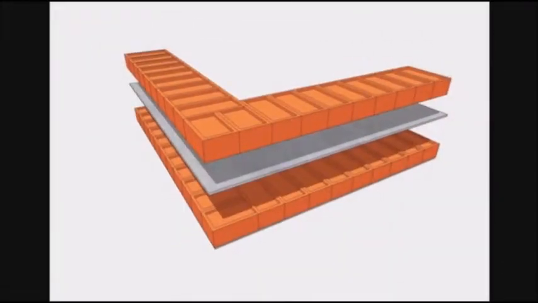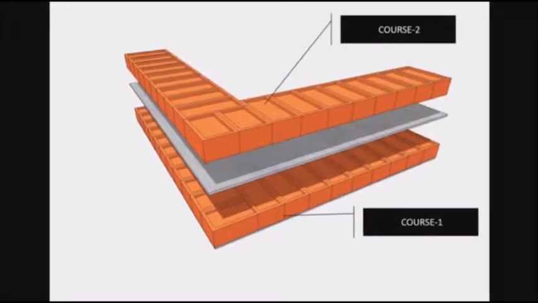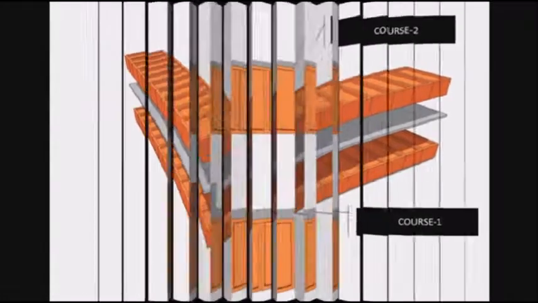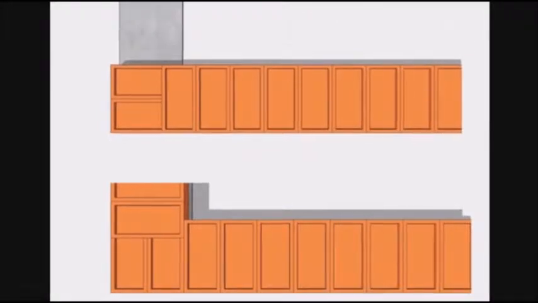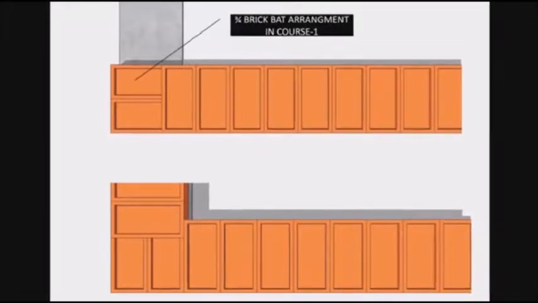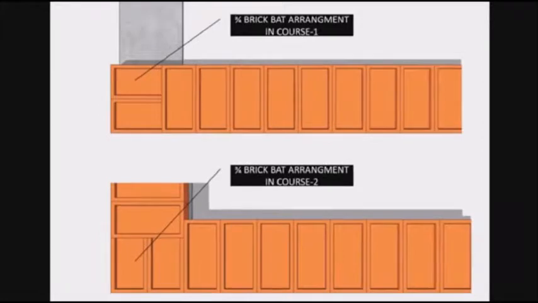In this type of bond, all bricks are laid with their ends towards the face of the wall. This type of arrangement is suitable for walls which are 1 brick thick. This is also suitable for the construction of curved walls, and footings for better load distribution. Let's understand step by step with the help of animation.